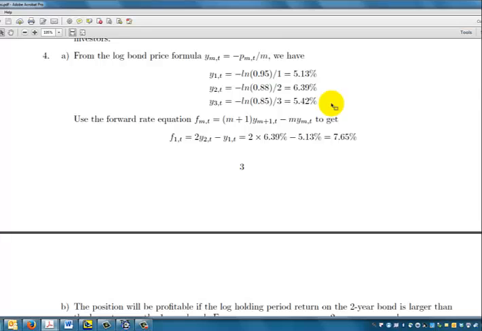Then you use the forward rate equation, which is m plus 1 times the m plus 1 period yield minus m times the m period yield. And here we want the 1 year ahead forward rate. So we have 2y2 minus y1. What's that? That's 7.65%. Notice that the upward sloping yield curve here implies an upward sloping yield curve from year 1 to year 2. That implies a high forward rate in this period.